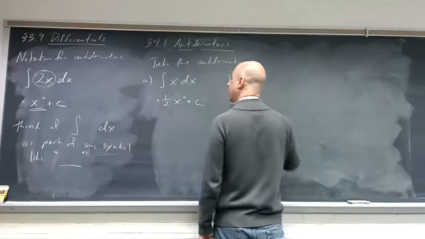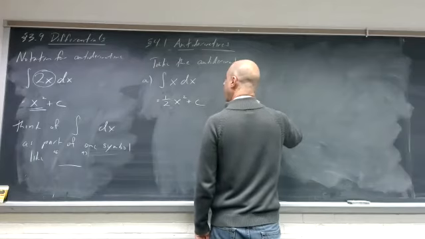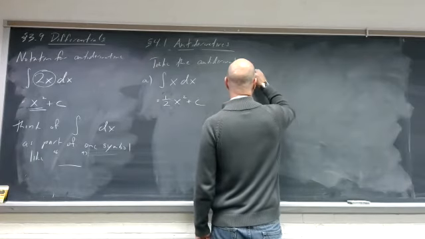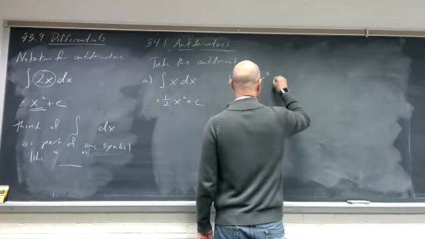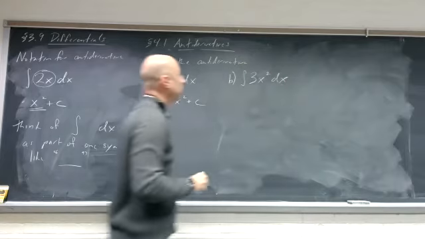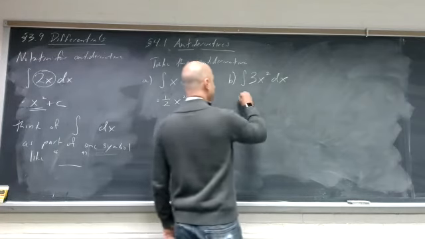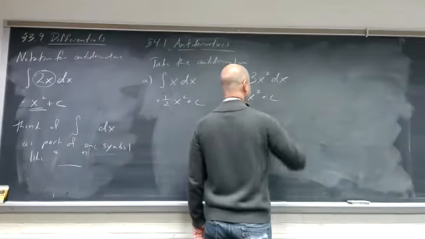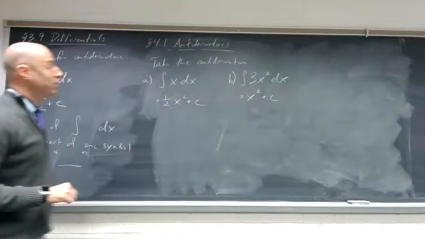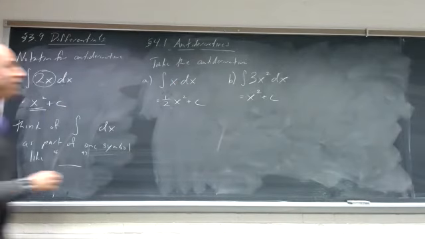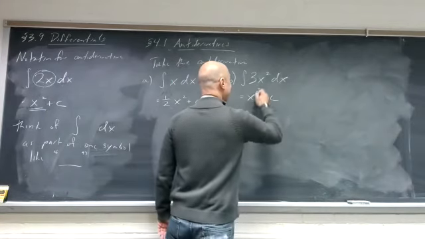How about this? The antiderivative of 3x squared. What did somebody take the derivative of to get 3x squared? X cubed. X cubed, right. We're going to put in our plus c. We always write the plus c when we're doing antiderivatives. But yeah, oops, sorry, x cubed.